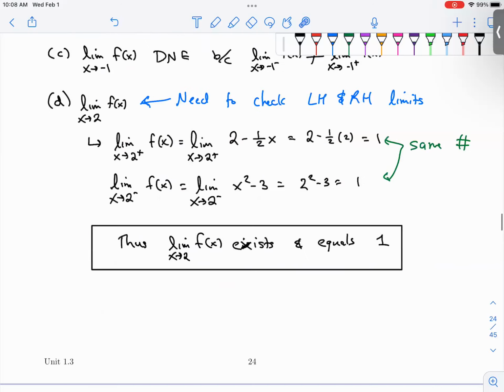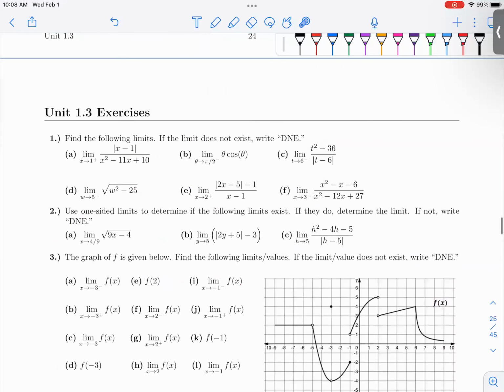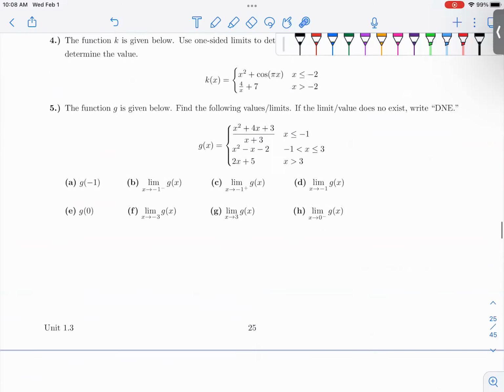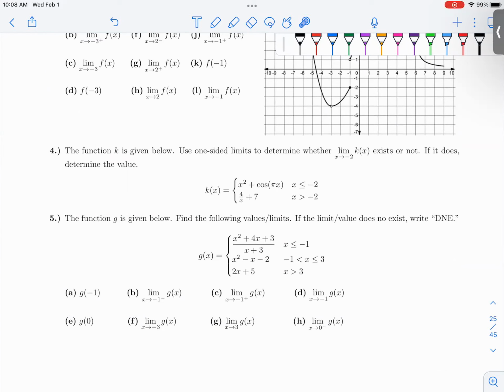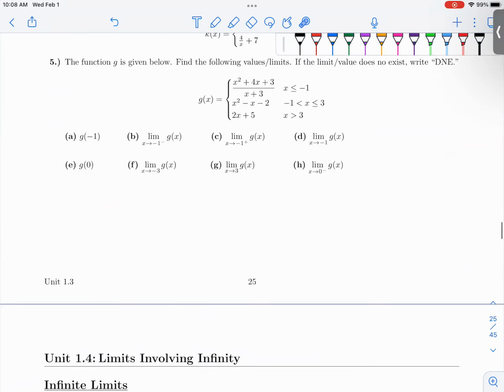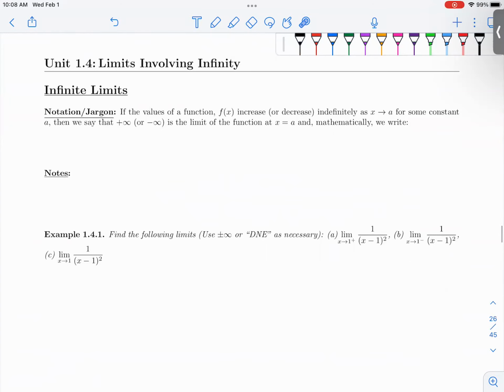Okay, so that covers all of 1.3. So 1.3 was talking about one-sided limits. Now, the reason why we needed to do those is particularly to deal with 1.4, which is limits involving infinity. So there's two different types. There's infinite limits, and then there's going to be limits at infinity.